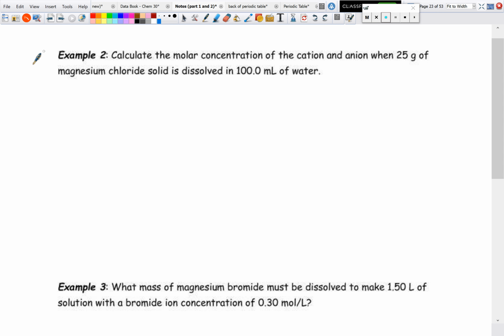So example 2 on the next page says: calculate the molar concentration of the cation and the anion when 25 grams of magnesium chloride solid is dissolved in 100 milliliters of water. So I'm just going to have my dissociation equation written first, and then I'm going to solve for concentration.